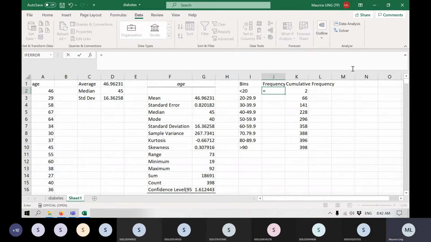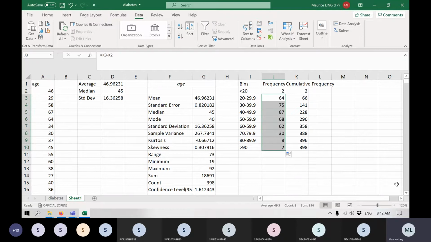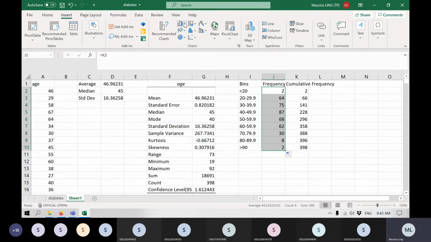The first bin is itself. For the second bin, you take the cumulative frequency minus the cumulative frequency before it. That's it. This is the frequency that you want to calculate. And then what you can do is use this to plot your histogram.